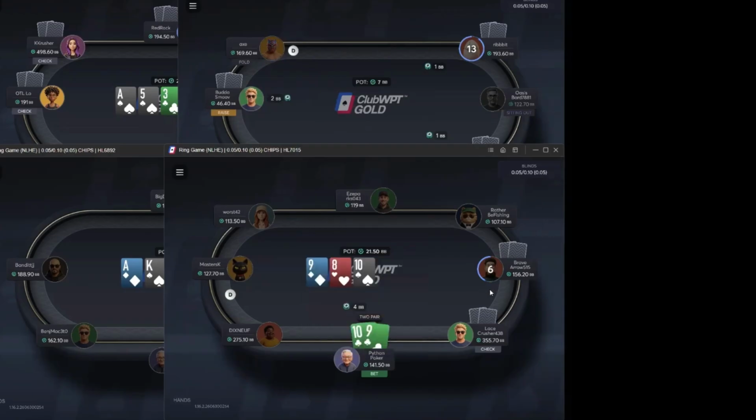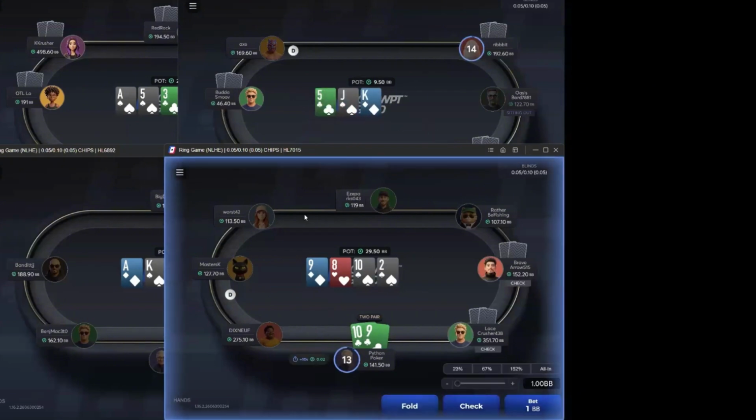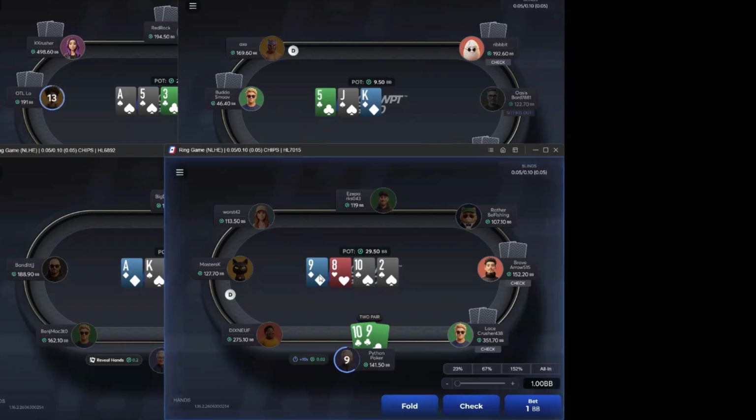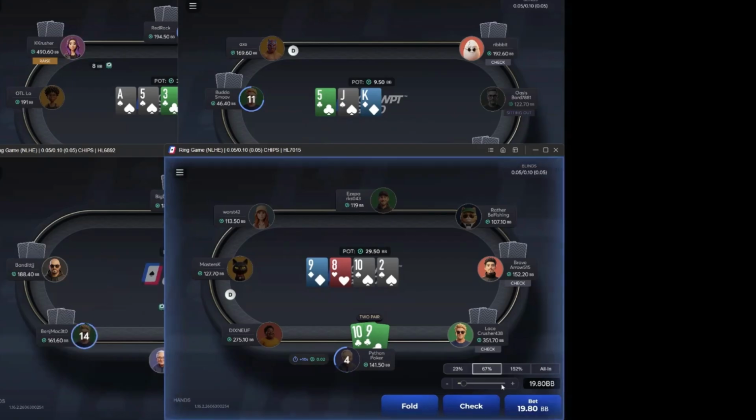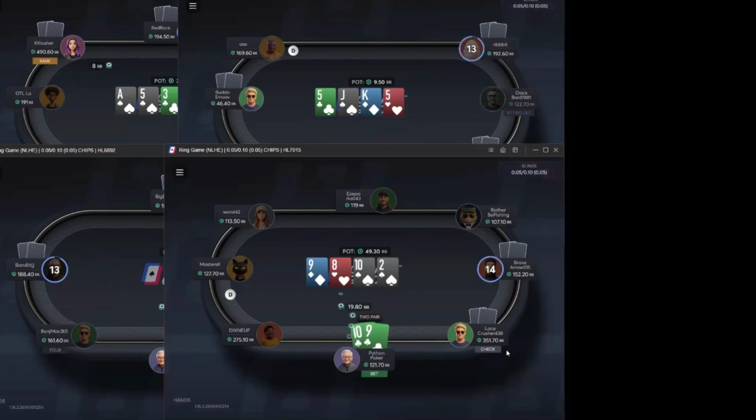This is the wide player, and okay, so 2 snap calls. Okay, so they could have a 10x. They could have some draws. They could have a worse 2 pair. I don't think they would have a set. We're just gonna bet the size our hand kind of wants.